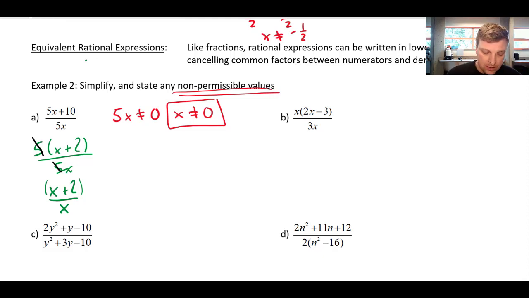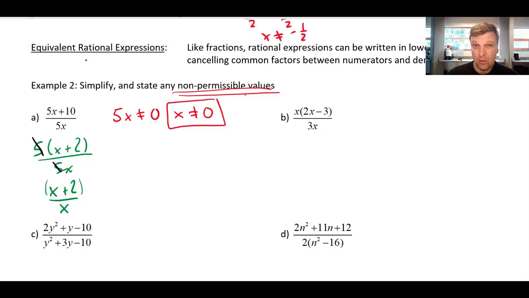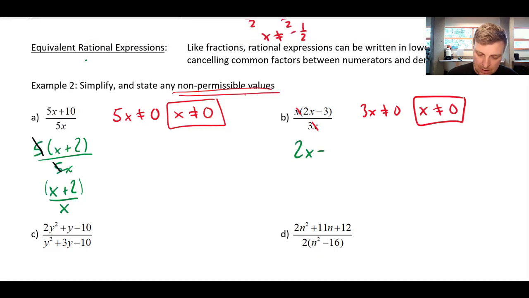When we look over this next one, we've got a similar situation. For my non-permissible values, remember I only care about the denominator. So I've got 3x cannot equal 0, which is basically x cannot equal 0 again. And then I can see here that I've got an x already factored out. So I can cancel that x with that x, because that x is a factor of the entire top. Let's see what's left behind. I've got 2x minus 3 all divided by 3, and that, again, is as simple as that's going to get.